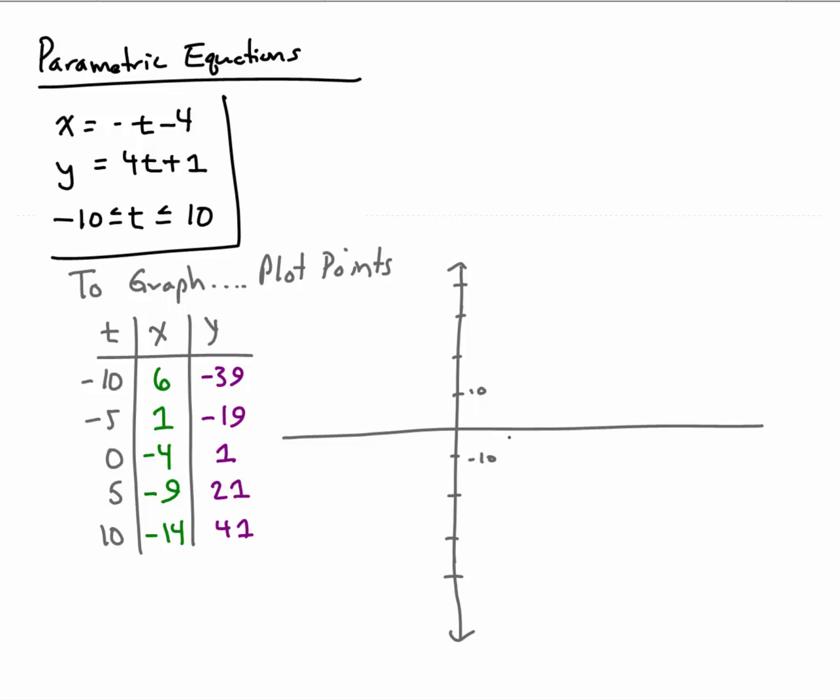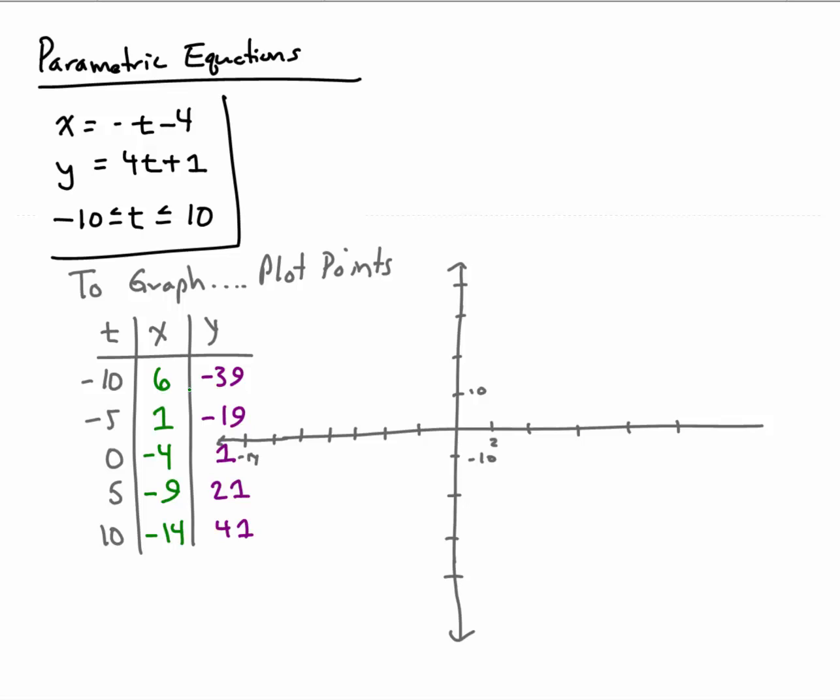And then on my x scale, it looks like to me I could go by 2's pretty easily. So 2, 4, 6, 8, 10, negative 2, negative 4, negative 6, negative 8, negative 10, negative 12, negative 14. Okay, so let's go ahead and plot these points.